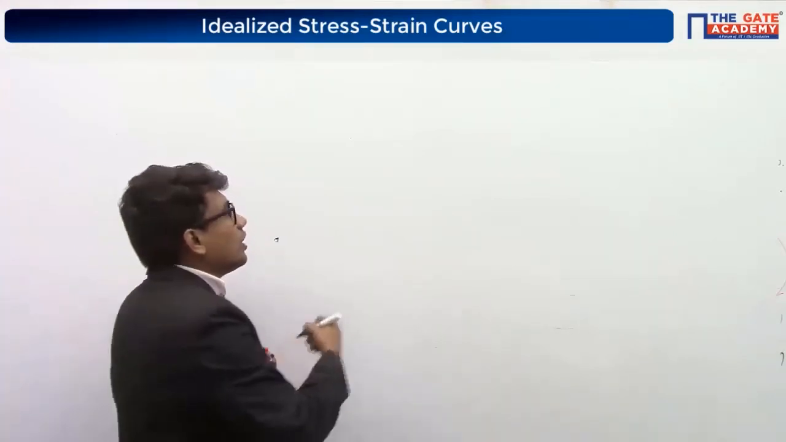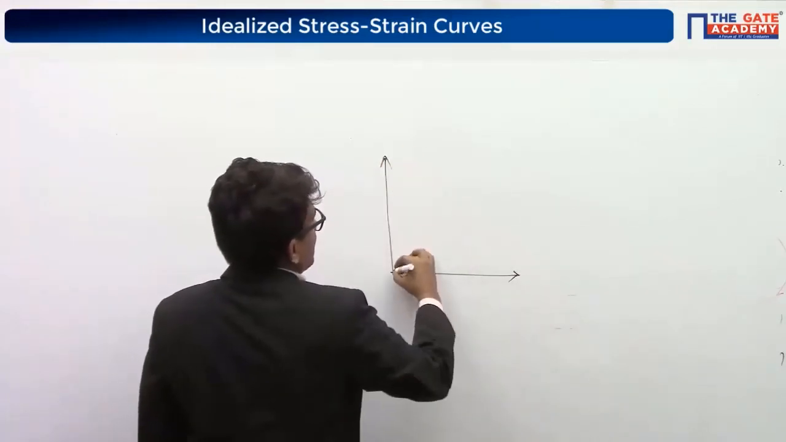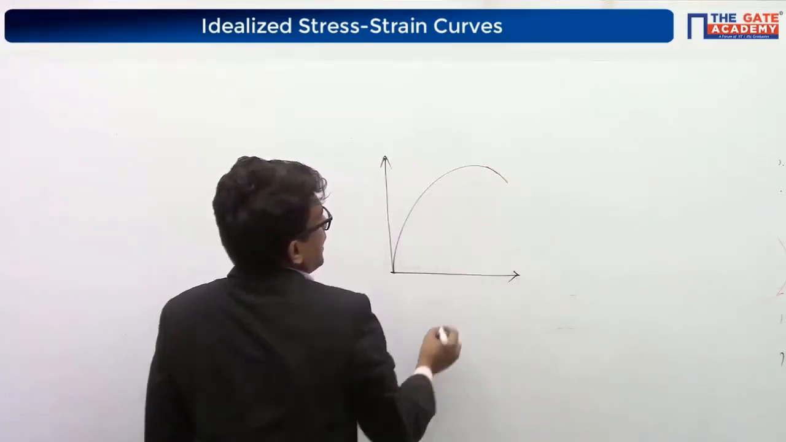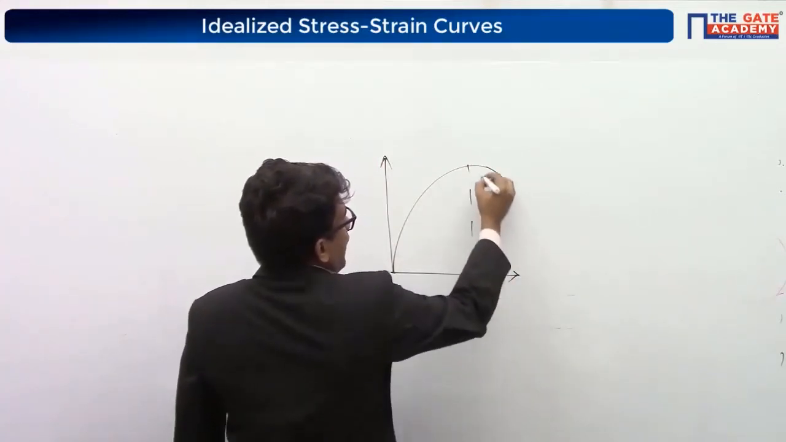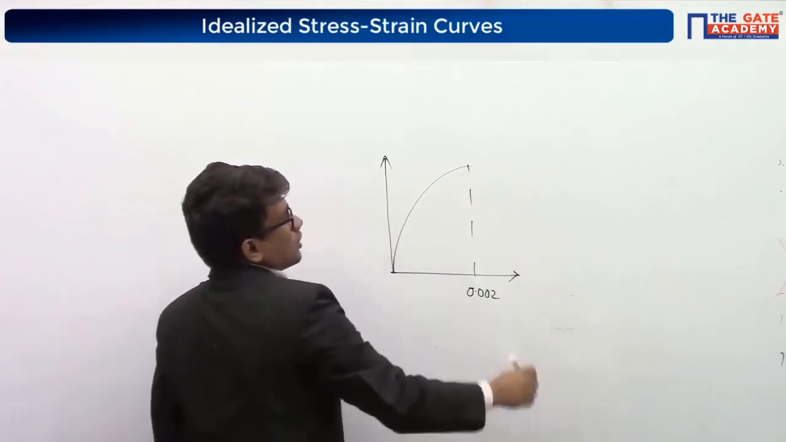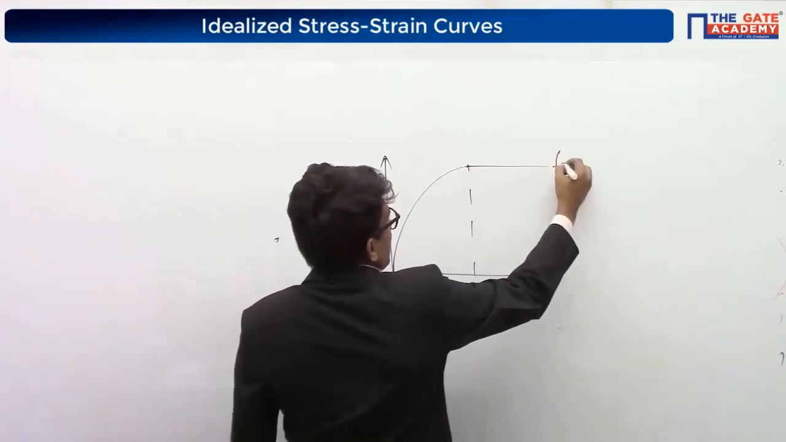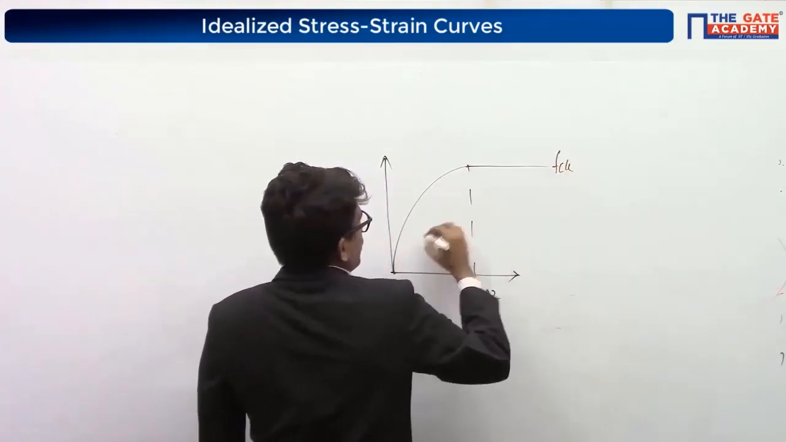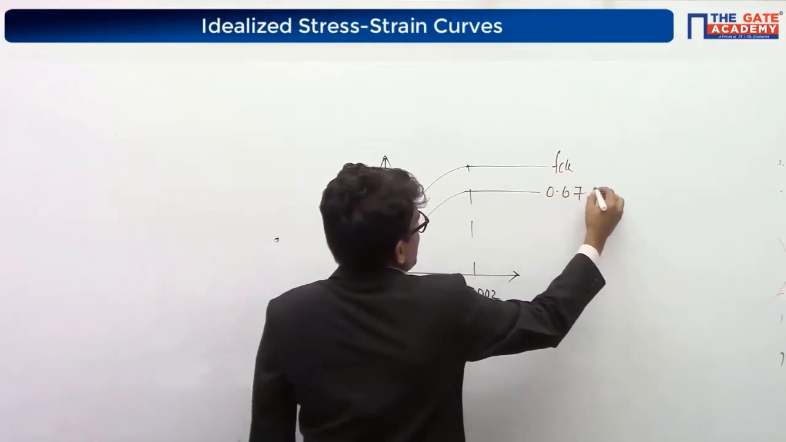Our stress strain curve will be somewhat like this. Our idealized stress strain curve differs from the actual stress strain curve, which will be like this. This is the strain value 0.002. But for our IS code, we are not going to consider this stress strain curve. After this parabolic portion, I am going to consider it as a straight line, which will be our FCK. But I am not going to consider the FCK for the structures. This will be our FCK for the structure, that is 0.67 FCK.